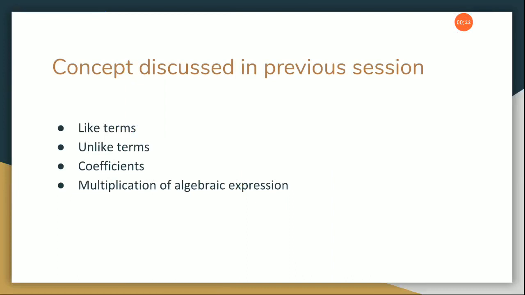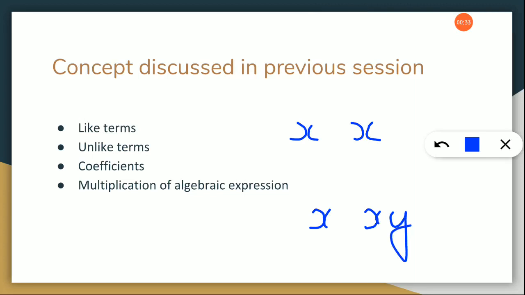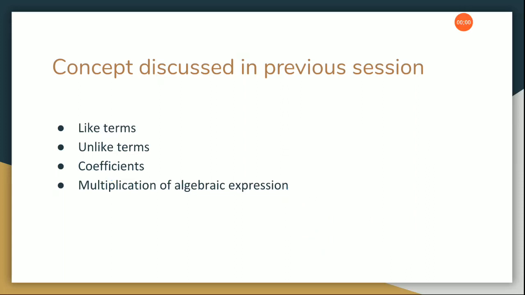First, what is a like and unlike term? All the variables that are the same are called like terms. Suppose the variables are different, we call it an unlike term. Next, coefficient. The value carried by that variable is called a coefficient.